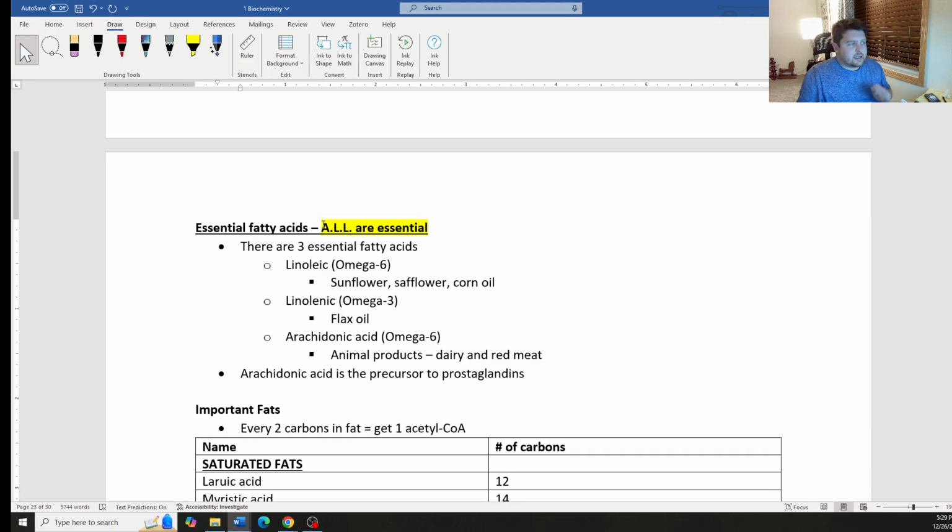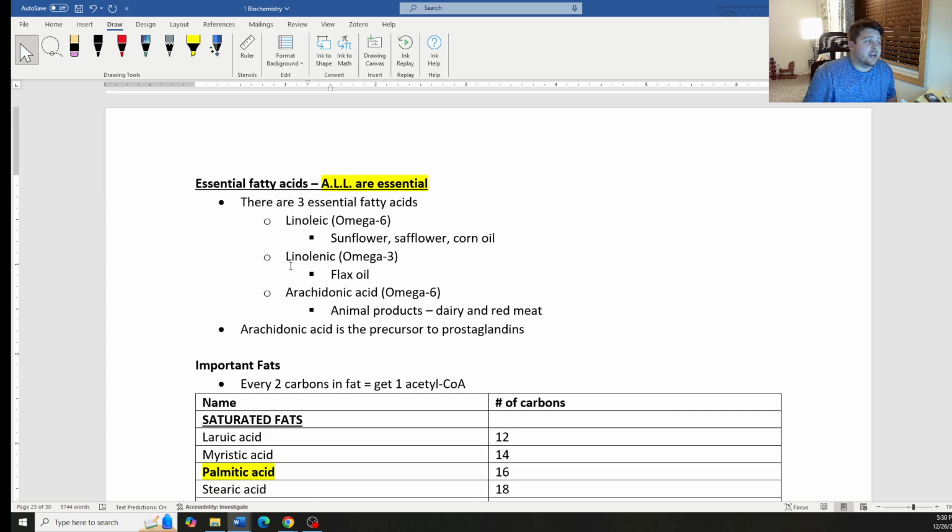We also get tested on essential fatty acids. Remember this mnemonic: all are essential. So there are 3 essential fatty acids, and it can get a little bit confusing because the first 2 sound very similar. So we're going to make sure we take our time with this. We have linoleic acid, which is an omega-6, found in things like sunflower oil, safflower oil, and corn oil. Then we have linolenic, which is an omega-3, which is in flax oil.